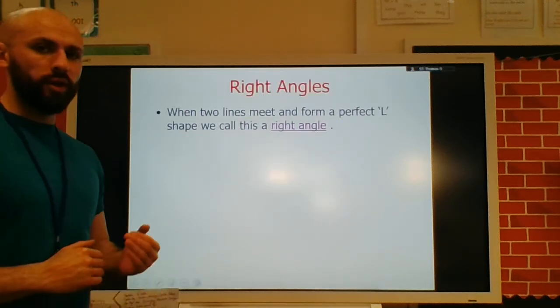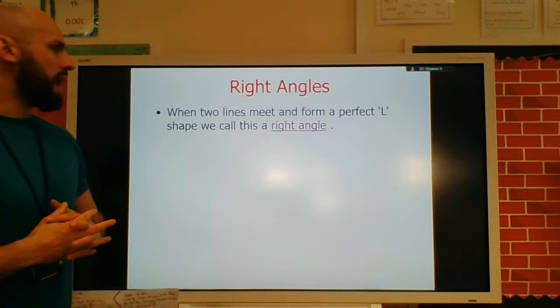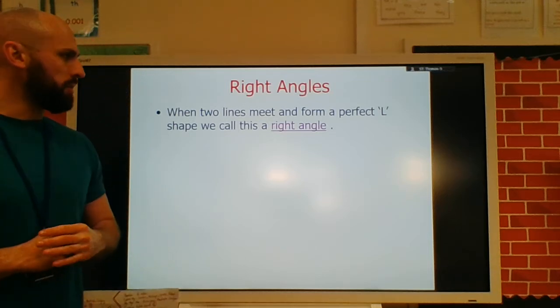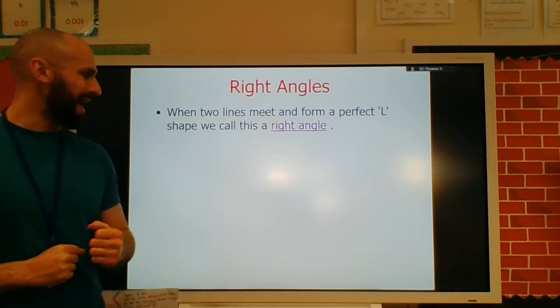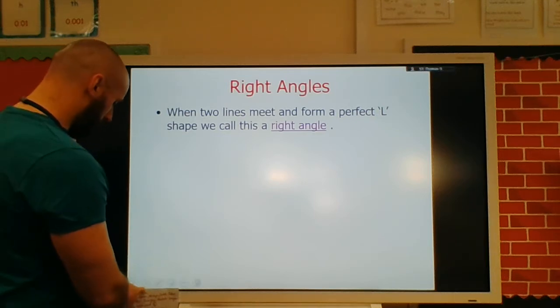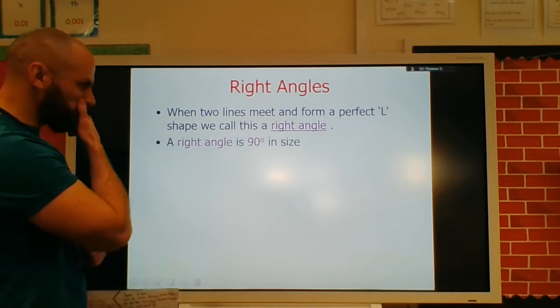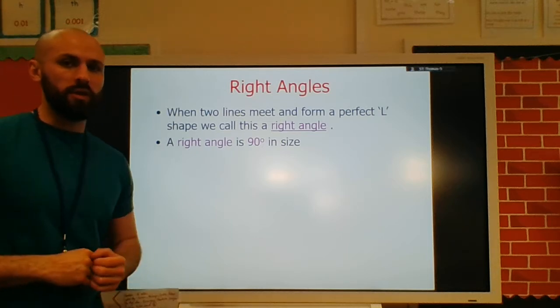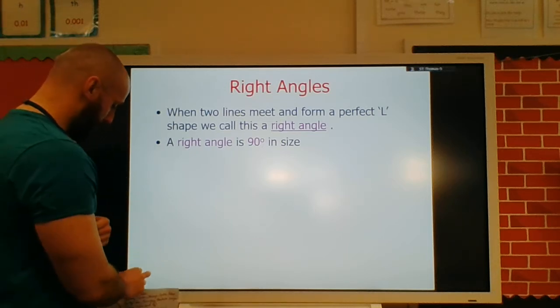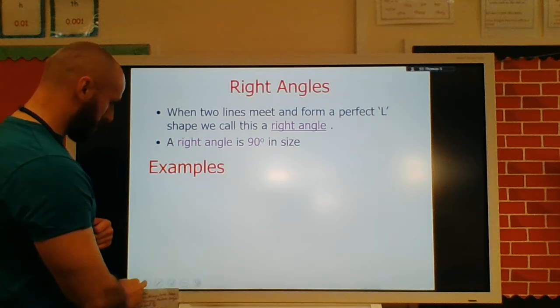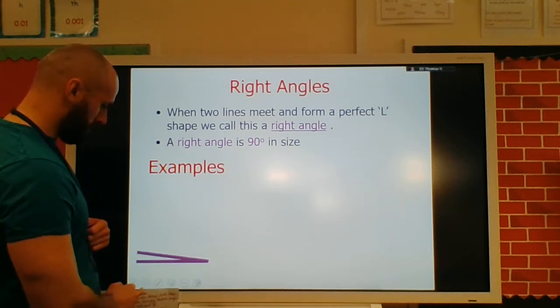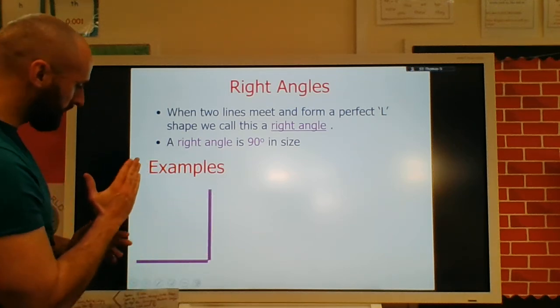So, first of all, there are right angles. And that's when two lines meet and form a perfect L. I'm sure you've seen these before. A right angle is 90 degrees in size. Let's take a look here. So it's turned 90 degrees.